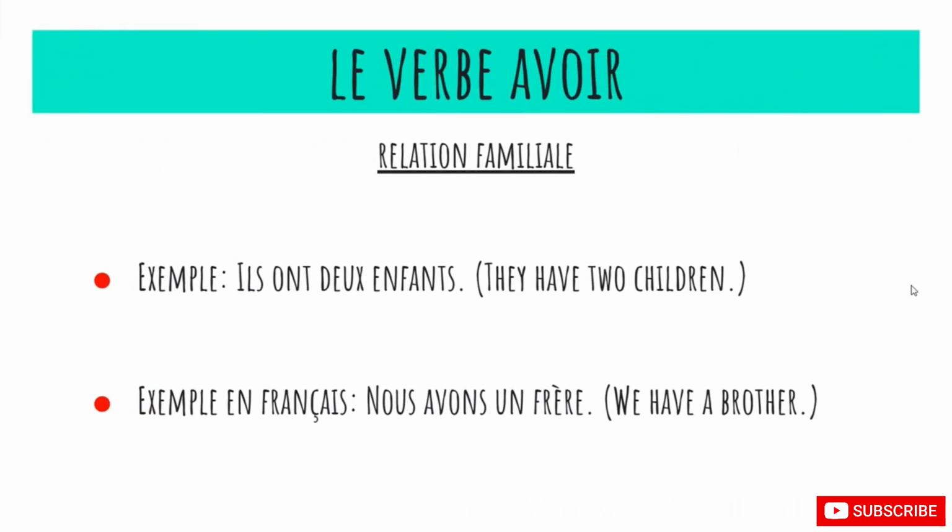Pour des relations familiales, ils ont 2 enfants. They have 2 children. Nous avons un frère. We have a brother.